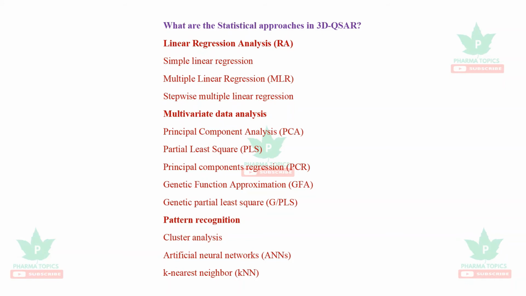One is linear regression analysis. It includes simple linear regression, multiple linear regression, stepwise linear regression. Multivariate data analysis includes principal component analysis, partial least square, principal component regression, genetic function approximation, genetic partial least square. Pattern recognition includes cluster analysis, artificial neural networks, and K nearest neighbor.